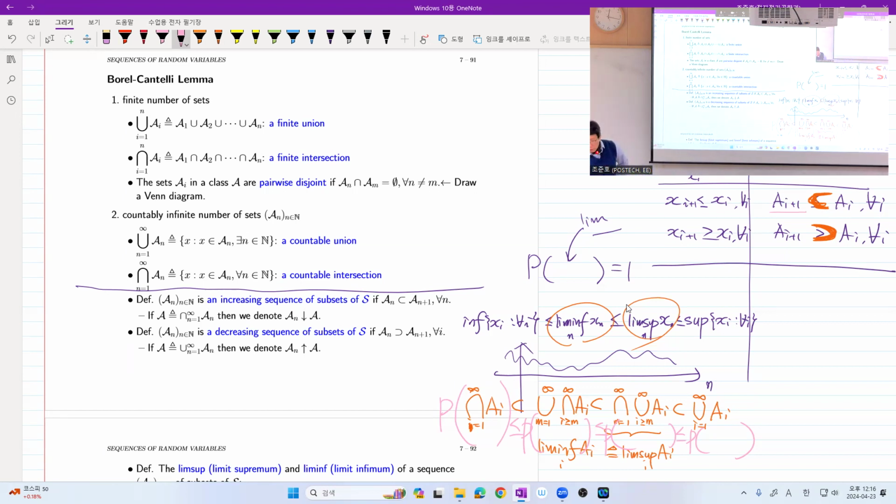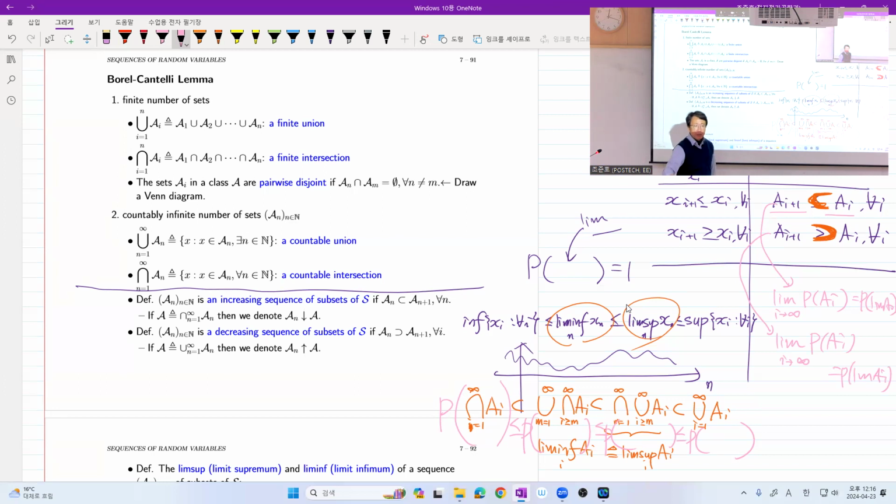Here goes the thing. If we have an increasing sequence of events, so in this case, the limit of the probability sequence converges, right? And this exists. And also, in an increasing sequence, the limit exists, okay? And the limit is the same as that one.